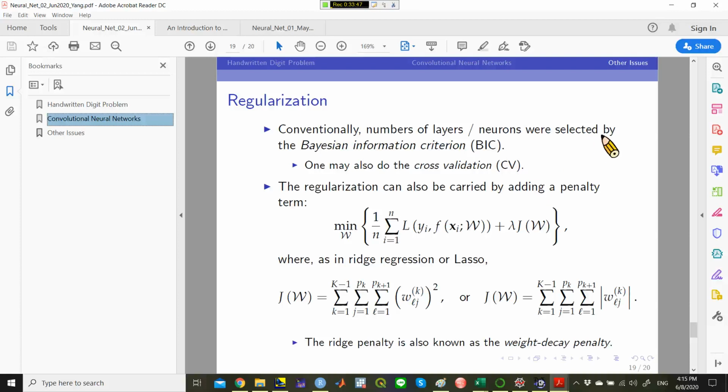And nowadays, people are also doing something different. People say, okay, in the beginning, we want to have a big number of neurons and a big number of layers, and we put a penalty term here. Let's go back to our blackboard again.